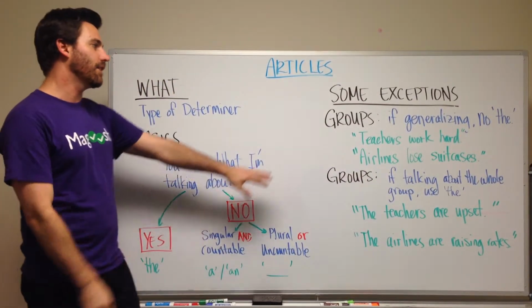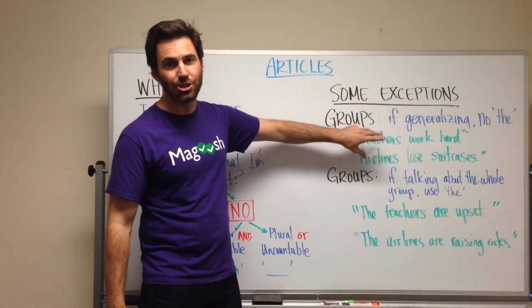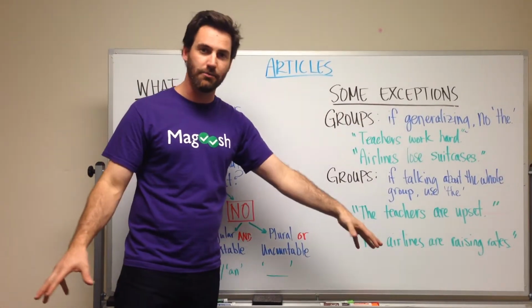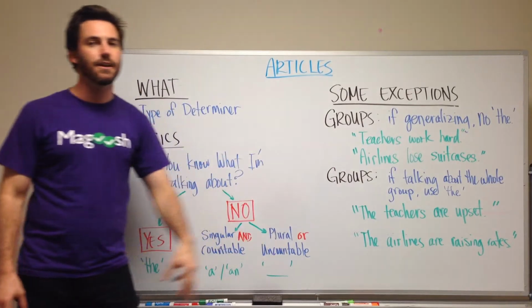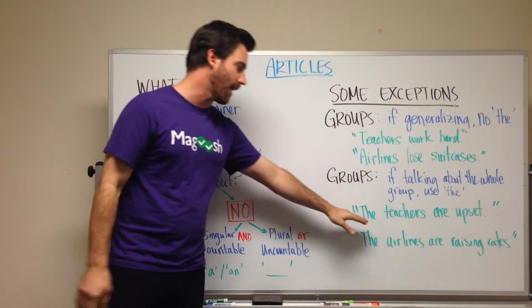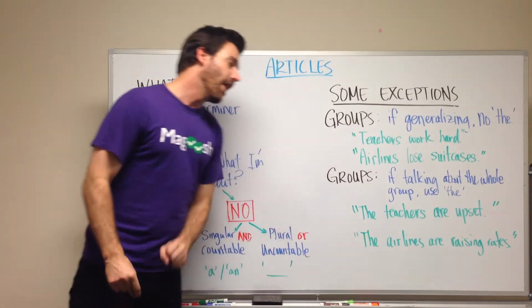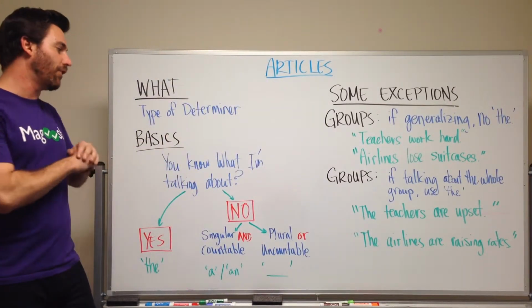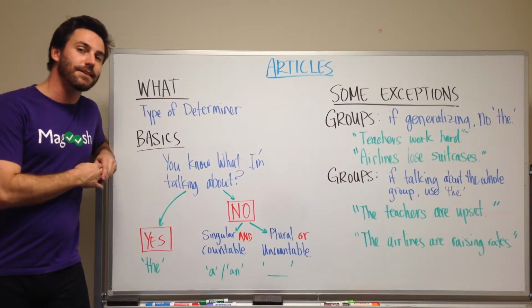So what you can see here is that if you're making generalizations about something, drop the. But if you want to talk about specifics or something more in particular, then use the article the in front of the noun.